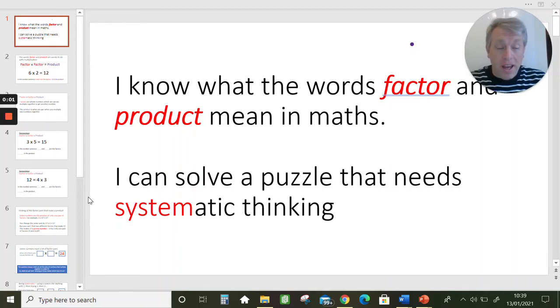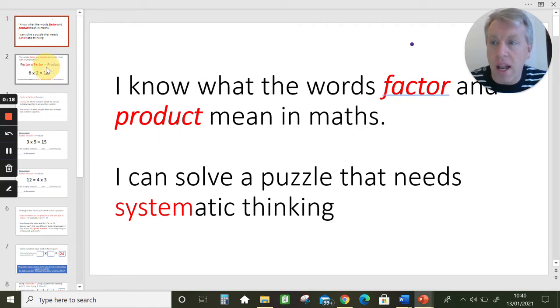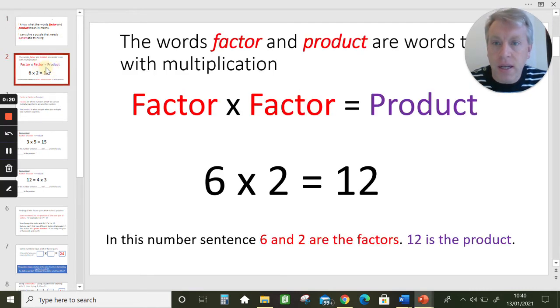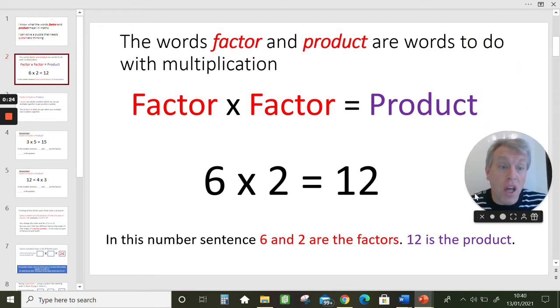Hello everybody, it's another maths lesson, and today we're going to be looking at what the words factor and product mean in maths, and we're going to look at a puzzle that involves factors and products and that needs some systematic thinking. So let's have a look at this. The words factor and product are words in maths to do with multiplication. So let's have a look at them here.